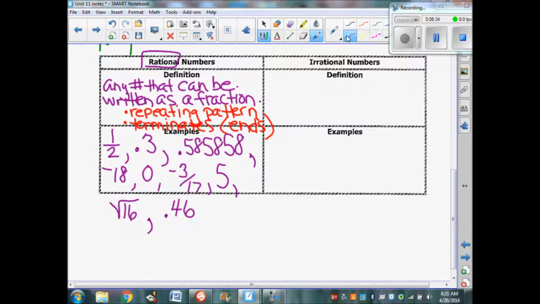So now let's get some examples of their opposites, irrational numbers. Most famous one, pi. Square root of 2. Negative square root of 8.